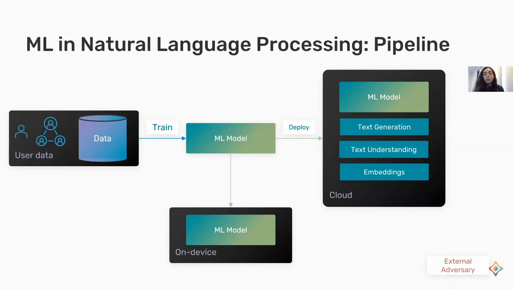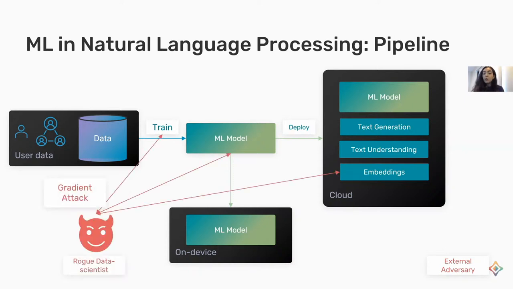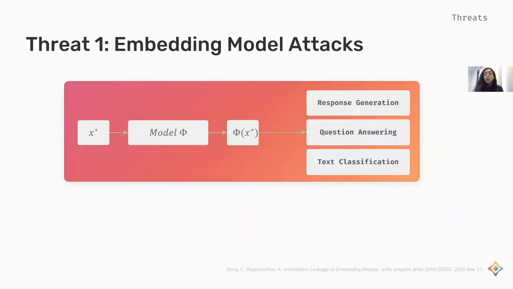Now, what are the possible vulnerabilities and threats in this model? One is if we assume we have a rogue data scientist who has access to the training process. In this case, the data scientist could mount a gradient attack and try to infer personal information from the updates to the model. Or they could attack the trained model or the embeddings and try to extract information from them. Another threat is an external adversary who could query the model to extract private information about the data contributors. Word and sentence embeddings can be used to infer data related to the contributors as well.